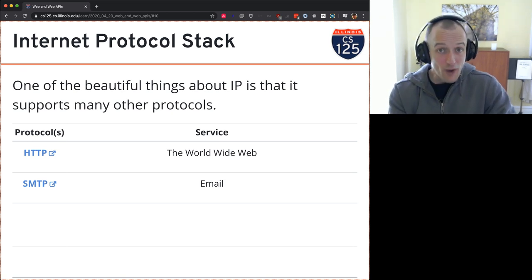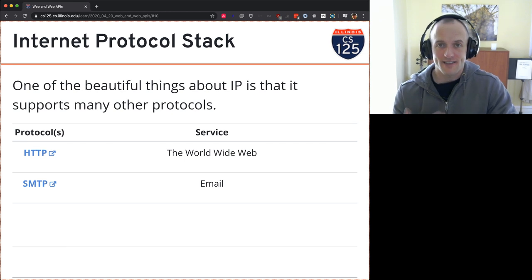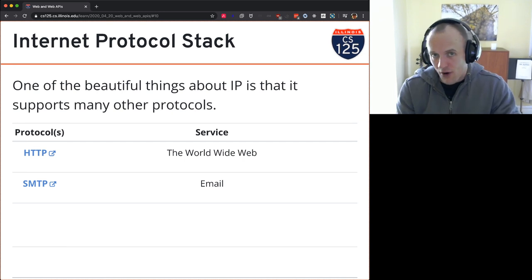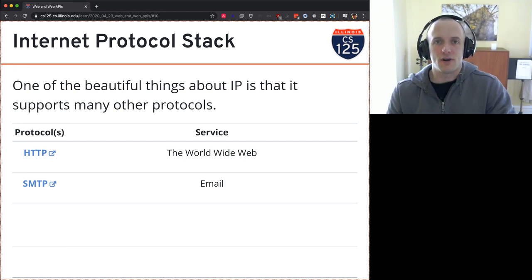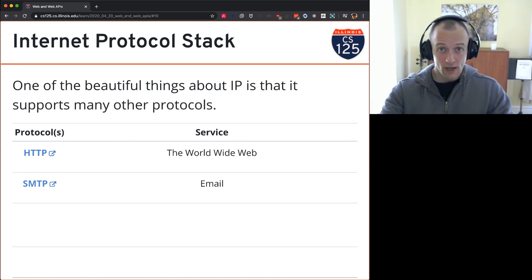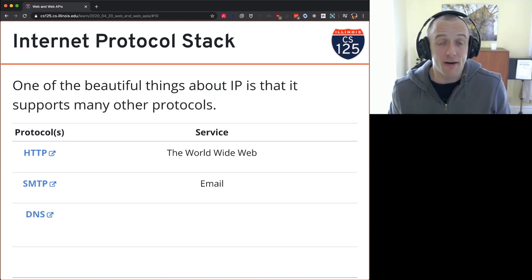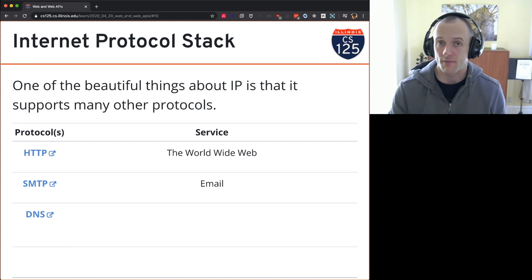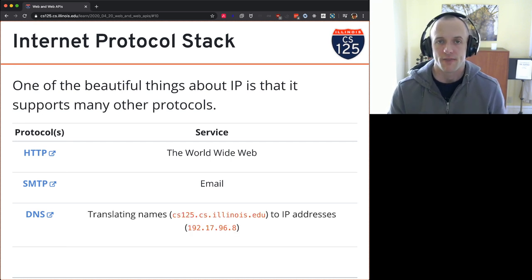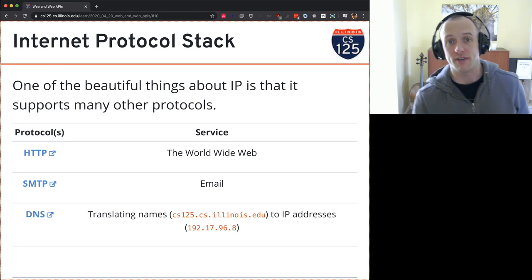Okay? This is not the web. It's not a web protocol. This is an internet protocol. So if we look at all the packets that are being moved along the internet, some of them have data that's going to end up in a web browser. Some of them have data that's going to end up in your email inbox. There's also a protocol called DNS. This is actually more of a service, but it also involves a protocol. This is what's used to translate names to numbers.